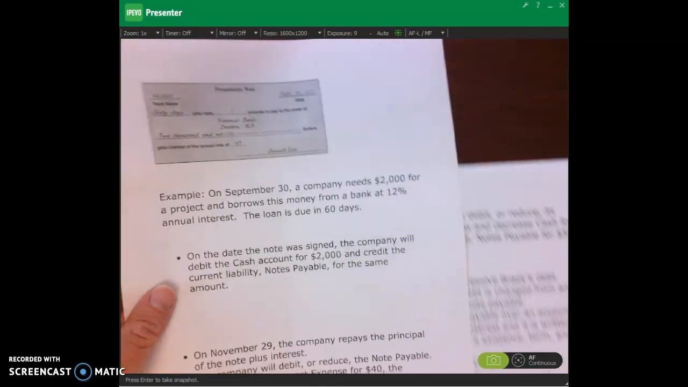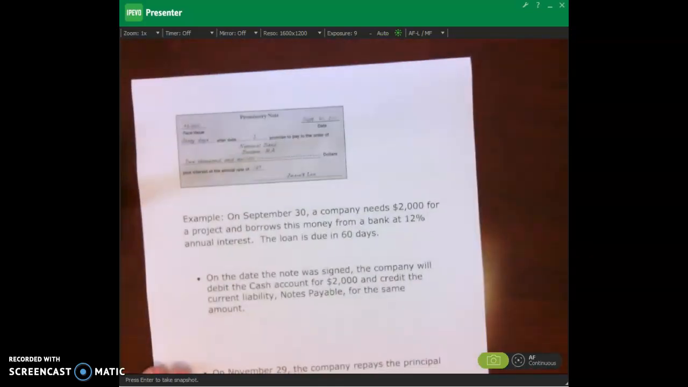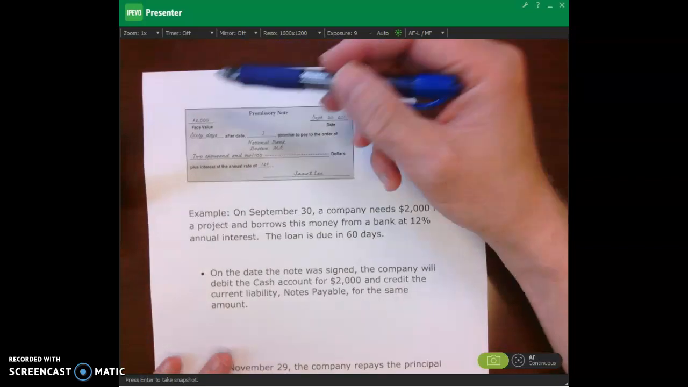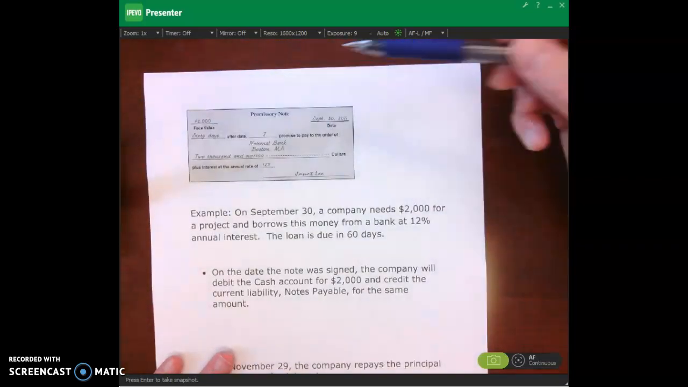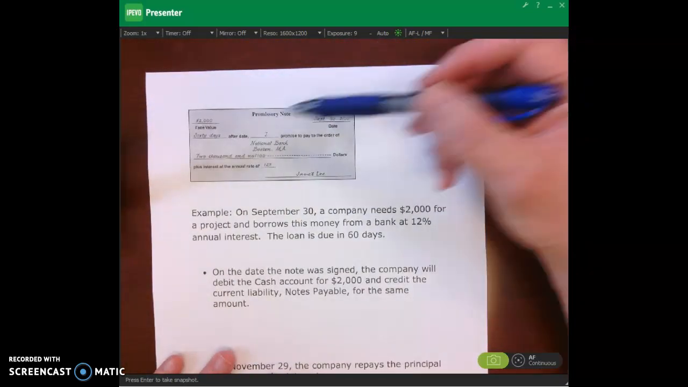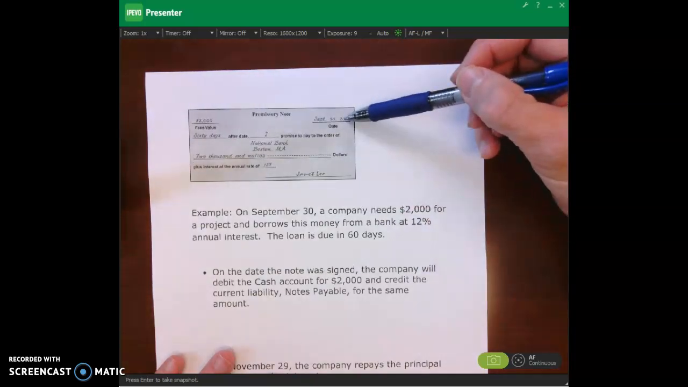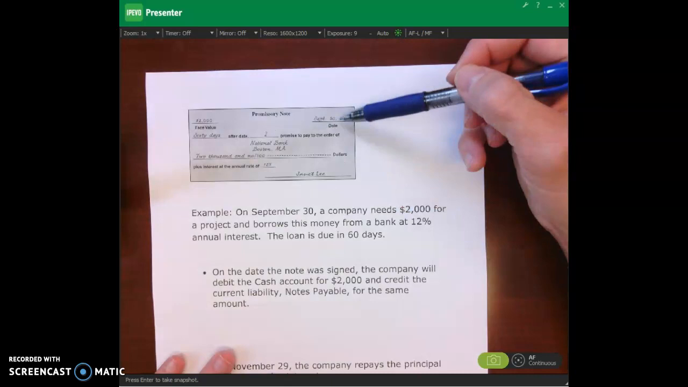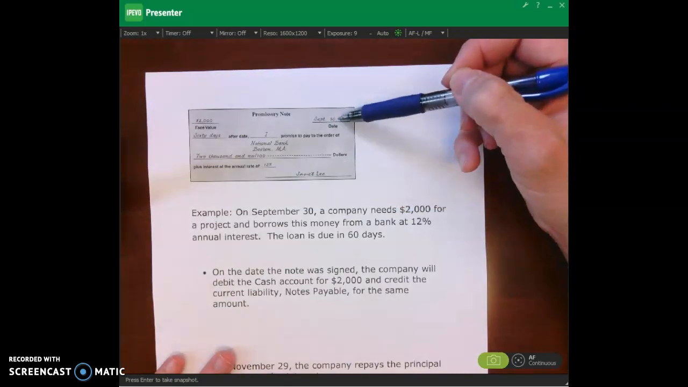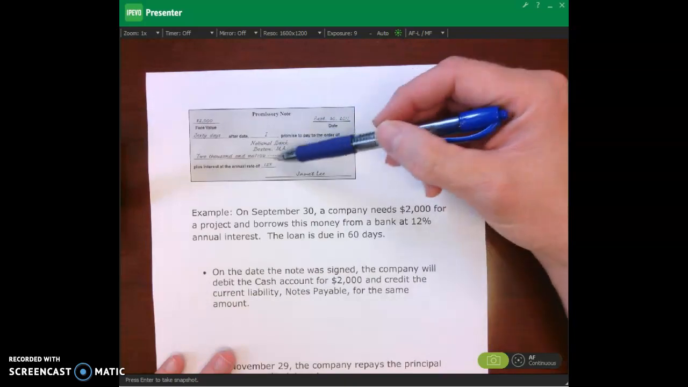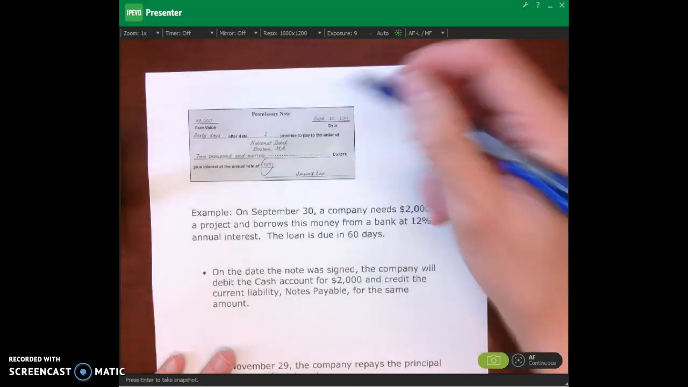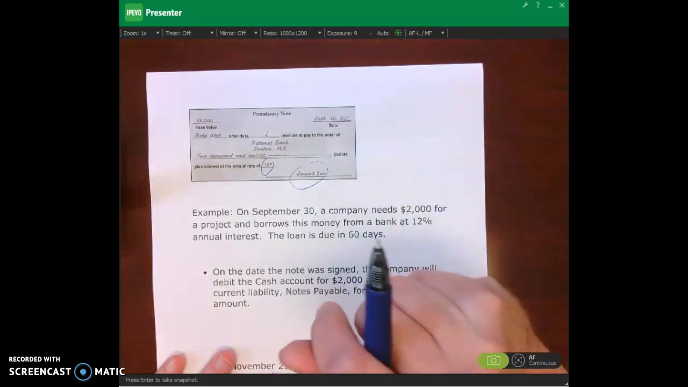So this would be an example promissory note right up here at the top of page 256. It gives us the face value, which is the principal. Here's the date, and then it says 60 days after the 30th. Okay, so we would have to calculate the maturity date, just like what we did back in chapter 9. And then here's the principal, and then it's 12% annual interest rate, and then we have to sign it.